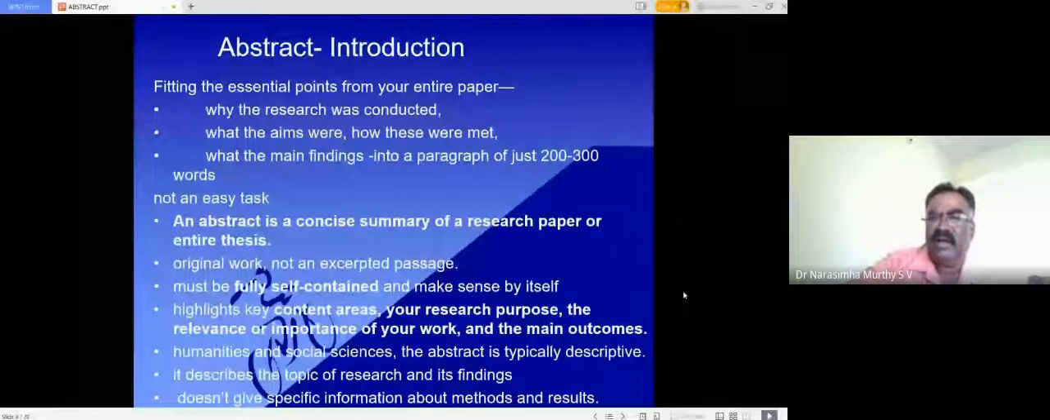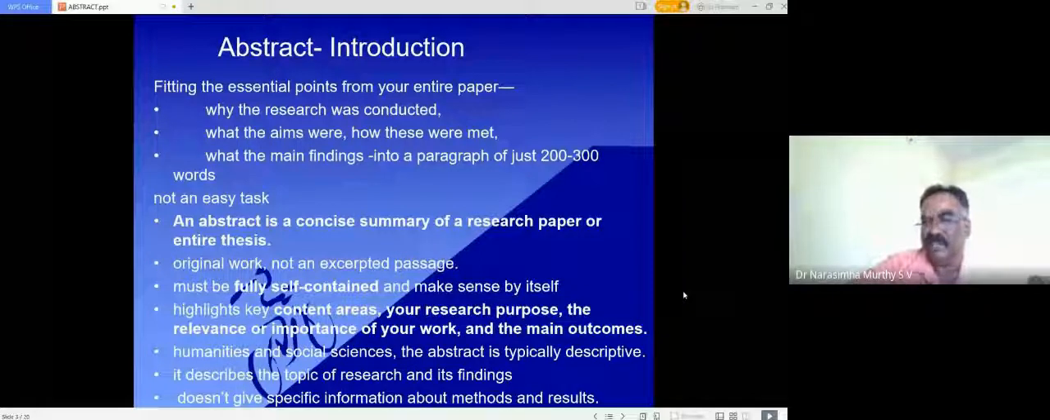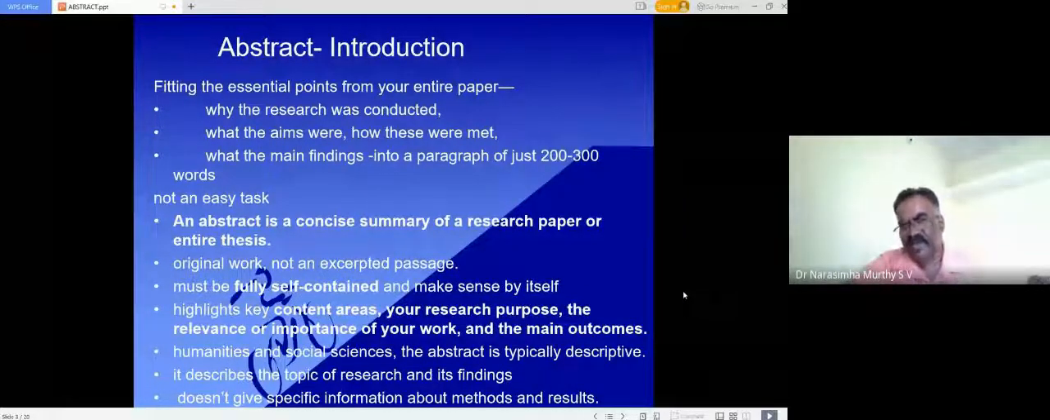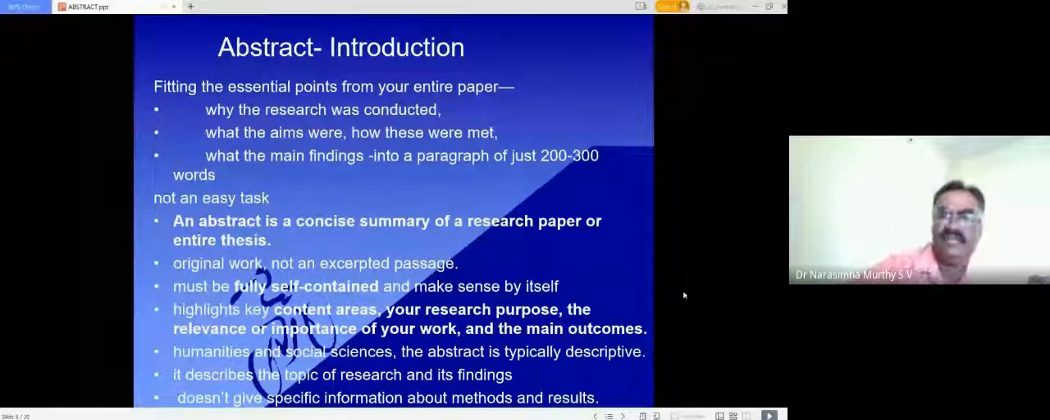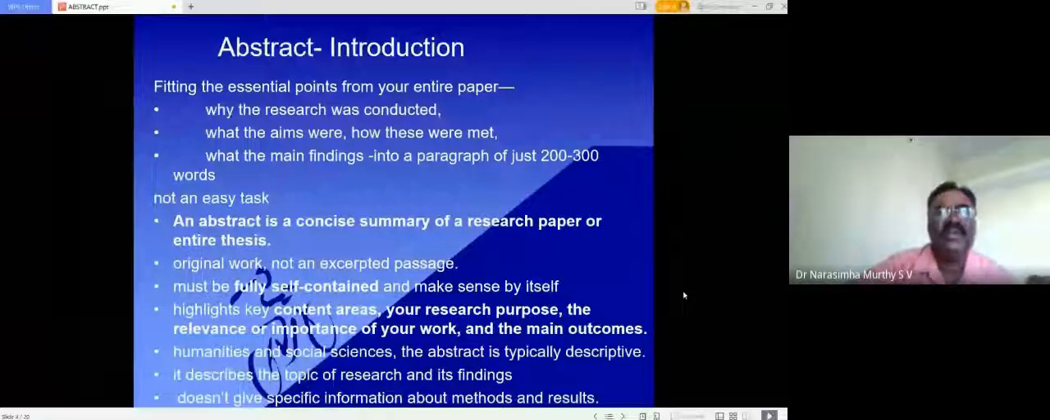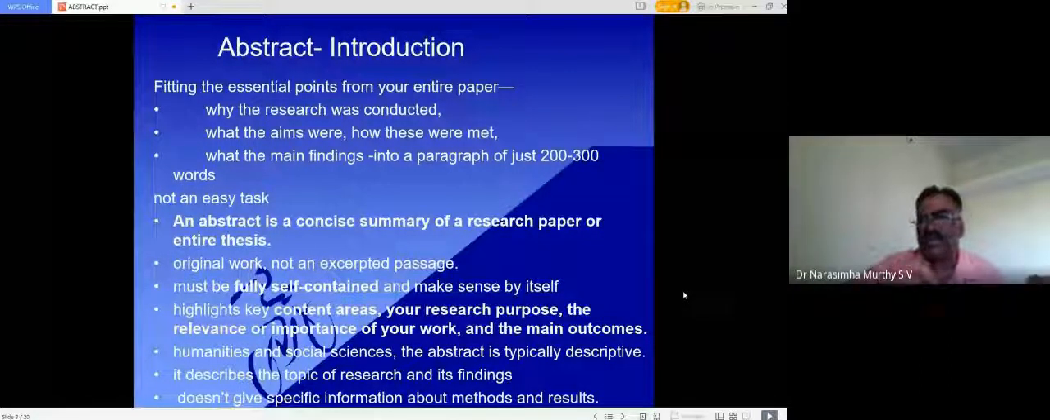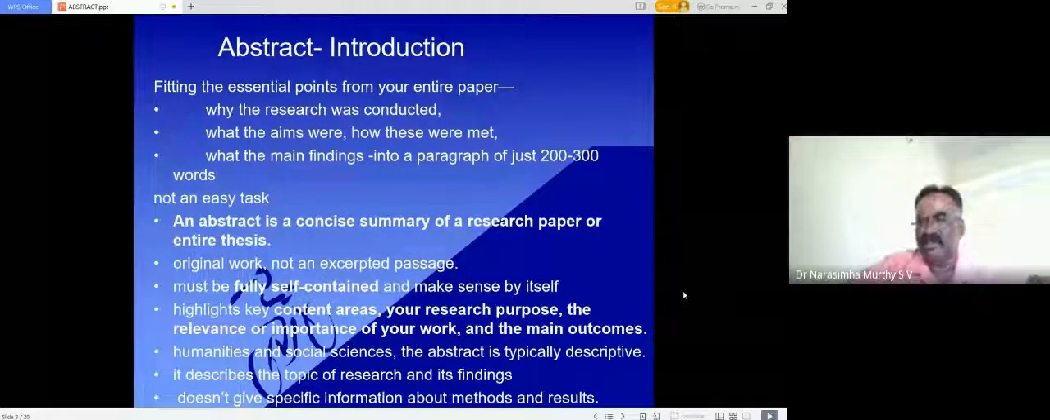And a good abstract requires these essential points from your entire paper. Three things become very important here. First, the reason for the research. Why did you write this paper? What prompted you? What provoked you to take up this study? You should be able to make that point very clear there.